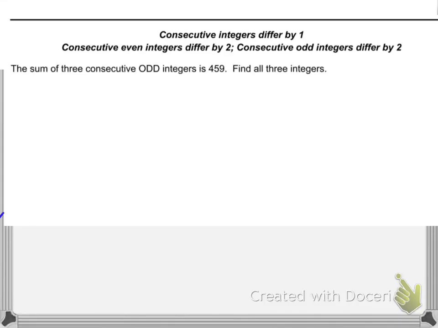All right, now here's another example from lesson 5, consecutive integer problems. So, consecutive integers are just positive or negative whole numbers. Consecutive means one after another, so like 1, 2, 3 would be consecutive integers.